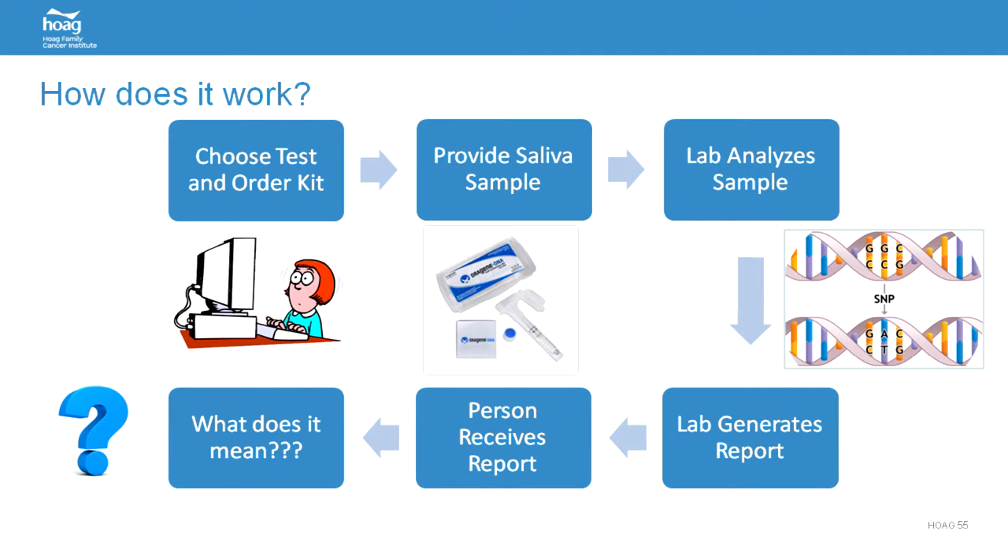How does it work? So an individual would choose a test and order a kit or buy it at Target or Walmart. Then they provide a saliva sample. The laboratory analyzes the sample, generates a report, and the person receives the report electronically and then needs to figure out what it means.